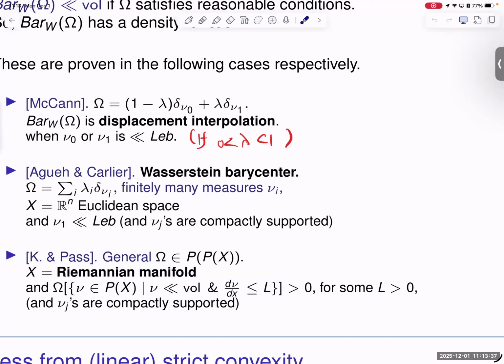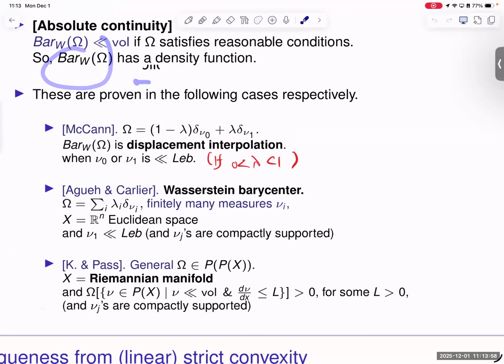So namely, some non-trivial portion of omega consists of those measures which are absolutely continuous, but whose density is less than some fixed upper bound. Okay, just let me finish my sentence. And then under that assumption, you can prove that the corresponding Wasserstein barycenter is absolutely continuous. It has a density function. Okay, question.